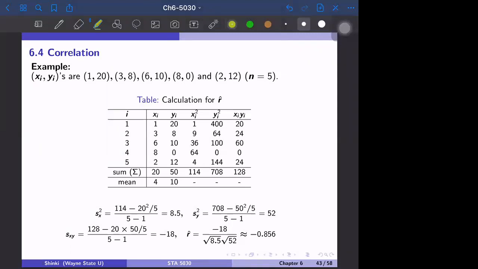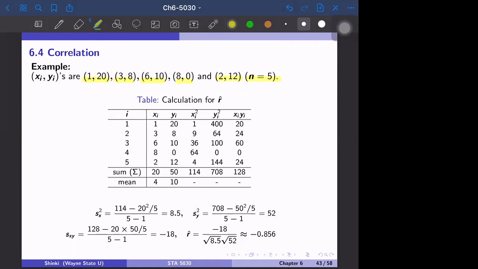Hi, we will have some examples for Pearson's correlation. The first one is just a paper and pencil example for sample correlation, how to calculate sample correlation. Suppose that we have 1, 2, 3, 4, 5 points, n is equal to 5, and we want to see the sample correlation coefficient.